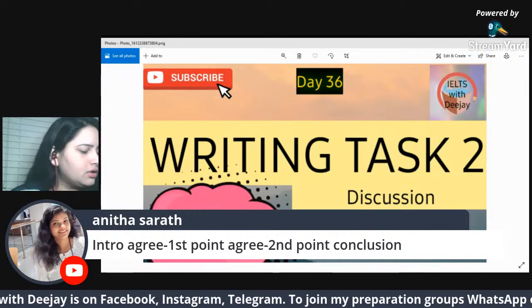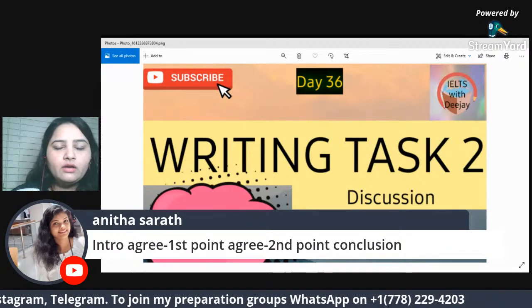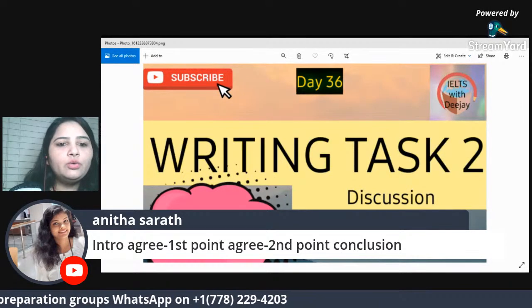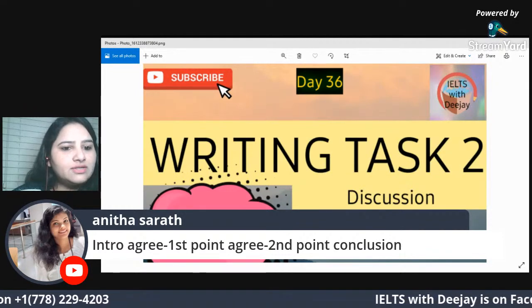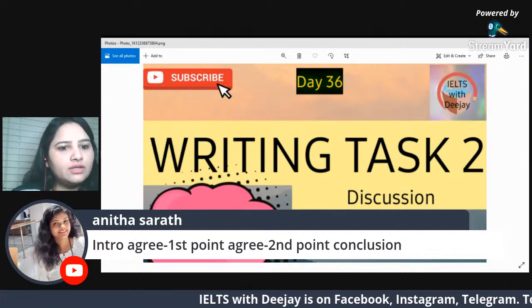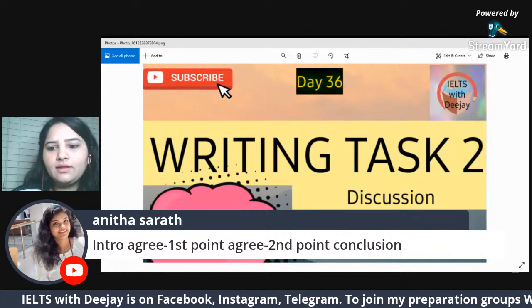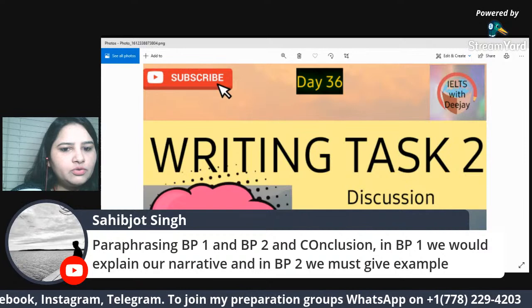Do you agree or disagree? We start with the paraphrasing, then we give our opinion. If you're going for the agreement, then you write that. And if you're going for the disagreement, you write that. Okay, then you give the outline statement, whatever you want to do. Then paraphrasing, BP1, BP2, conclusion.